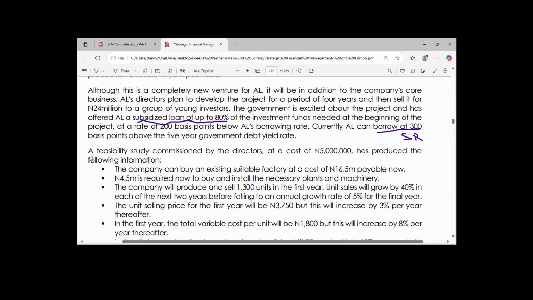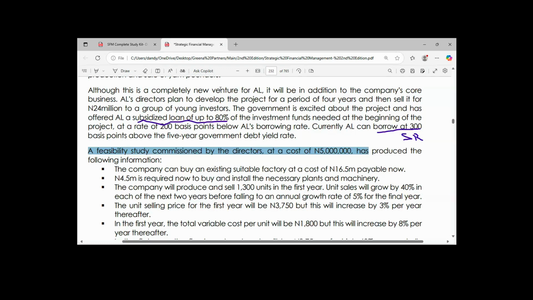All right. Then you are told in the third paragraph that the feasibility study commissioned by the directors at a cost of 5 million naira has produced the following information. So there's a feasibility study of 5 million naira. That 5 million naira, is it relevant or irrelevant? Let me hear from you. Irrelevant. Why is it not relevant?